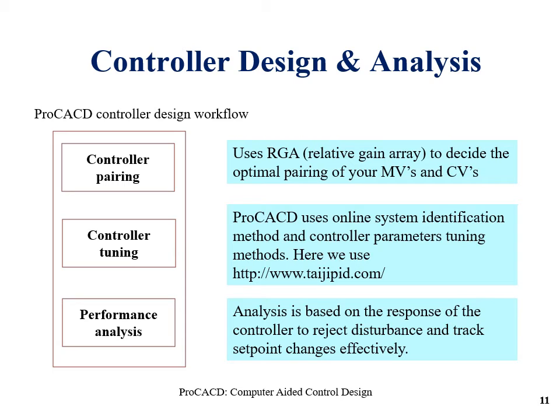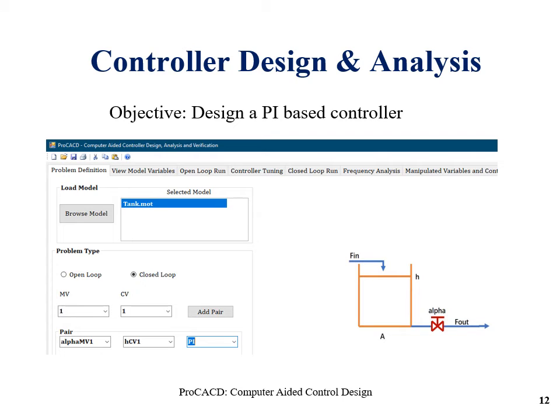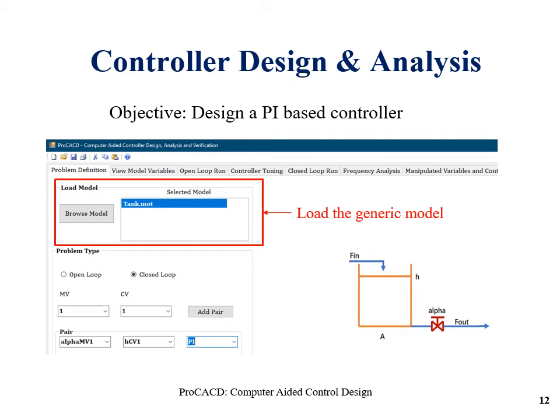Let's use the same example and see how to come up with the controller design and how to analyze it. As I told, this is how the interface of ProCACD looks. The first step is to develop a generic model. For this example, I've used the same equations I showed you previously, and I've made a MOT file as a tank MOT. Now you can browse this model directly into ProCACD, and that's the first step.